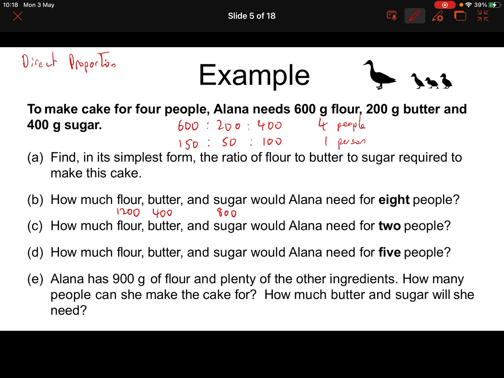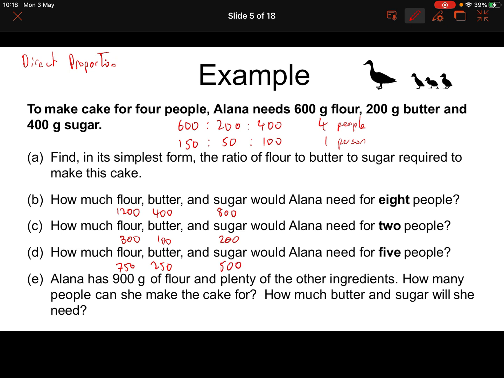Well, how many for 2 people? It's going to be 300, 100, and 200. And how much for 5 people? Again, because I use the unitary method, it becomes really, really easy. So 150 times 5 equals 750. 50 times 5 is 250. And 100 times 5 is 500.